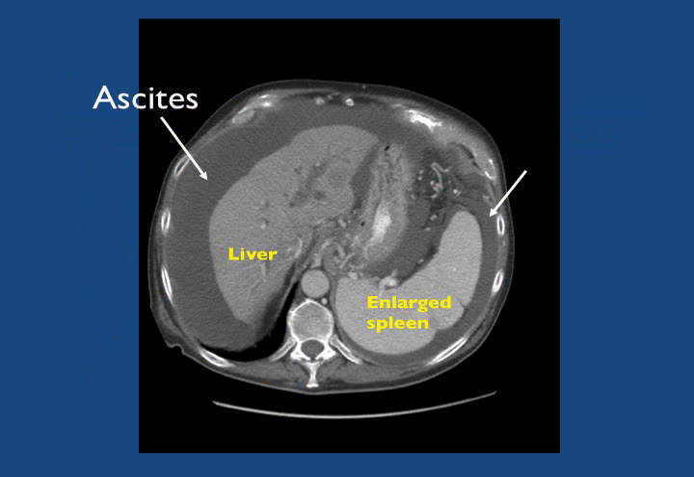This picture demonstrates ascites in a cross-sectional CT. The thin arrows point to ascites surrounding the liver and showing the very enlarged spleen characteristic of patients with cirrhosis.